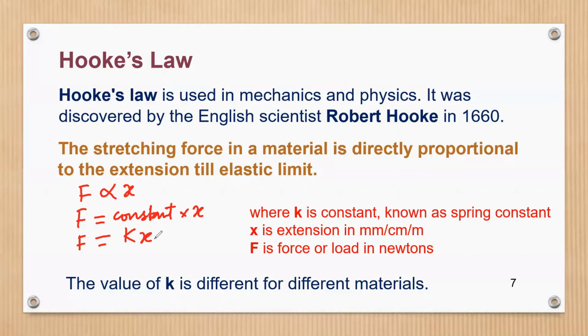The value of K is different for different materials. If the wire spring is made of steel, copper, brass, or any other material, the value of K will be different in those cases.